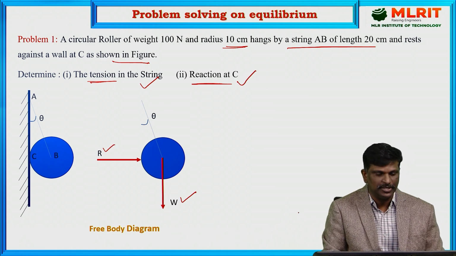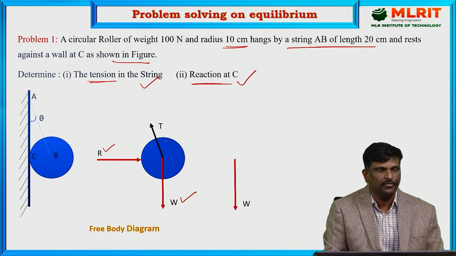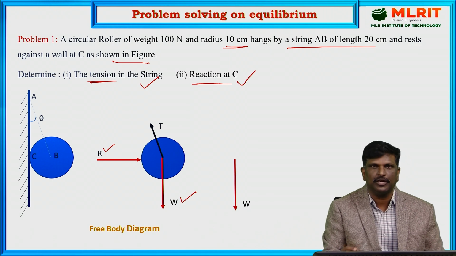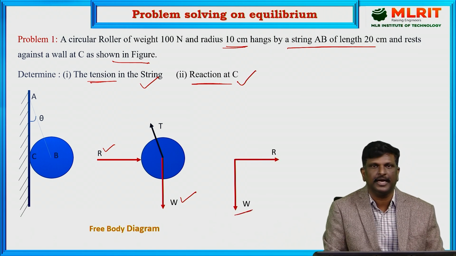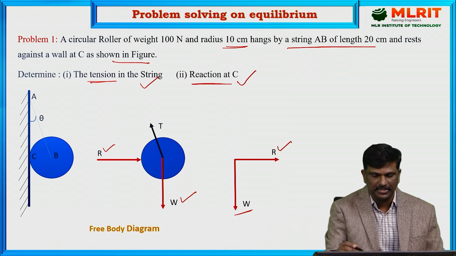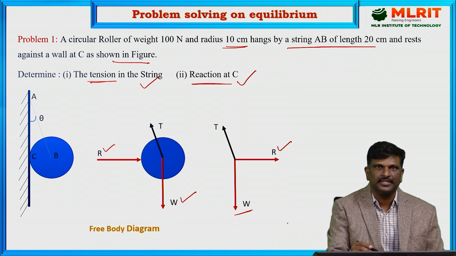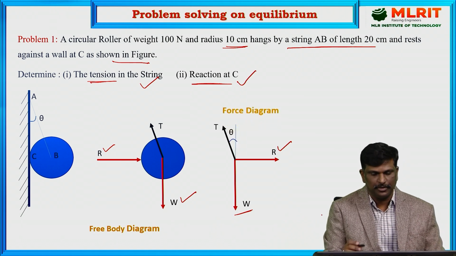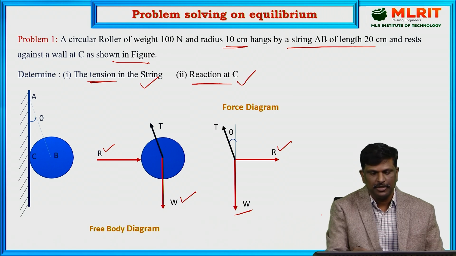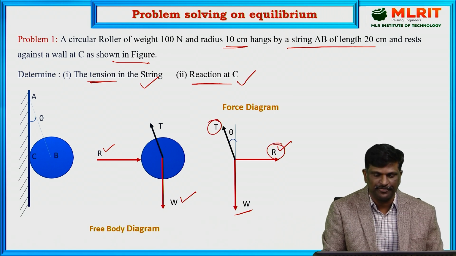Now the tension in the string is denoted by T, which is at an angle of theta to the vertical. We'll calculate it. Now draw the force diagram. In the force diagram, weight is acting vertically downwards, reaction is horizontal, and now the tension T is at a certain angle to the vertical. Now let us find the unknown forces, that is tension in the string and reaction from the wall at the contact surface.